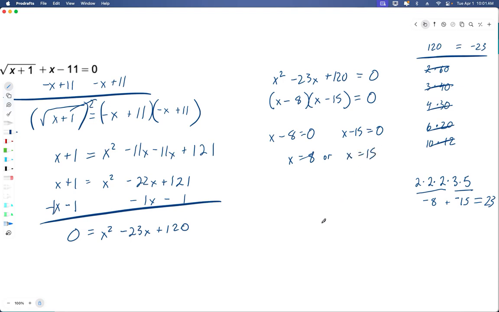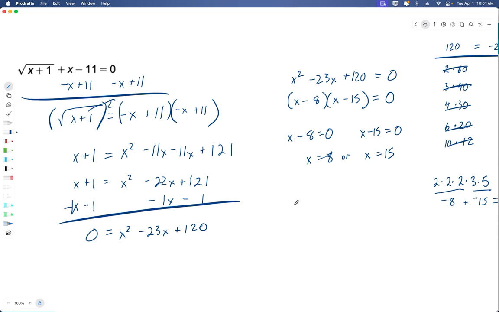Now the thing that we have to do is check it and make sure that they work. So you're just going to take the original problem and substitute it back in. When you have 2 solutions, that's what you want to do. You want to make sure that you have 2 solutions that you solve in that manner. So I have square root of x plus 1, plus x minus 11 equals 0. We're going to use the 8 the first time. So this would be square root of 9, and 8 minus 11 is a negative 3. So square root of 9, that's 3. 3 minus 3 is 0.